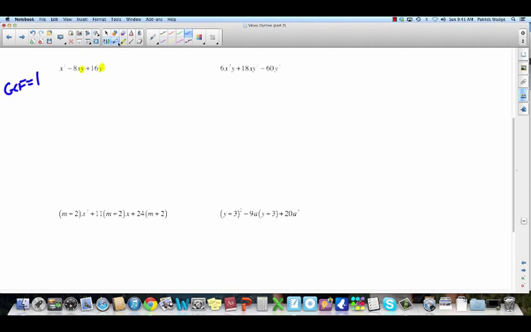I want you to pretend it's just x squared minus 8x plus 16. If it was that, could you answer this? What you'd be looking for is two numbers that multiply to 16 and add to 8. 16, 1 and 16, 2 and 8, 4 and 4. Is there two numbers that multiply to 16? Here they are. And add to 8? Yeah, the bottom ones again. 4 and 4. So we could do this.